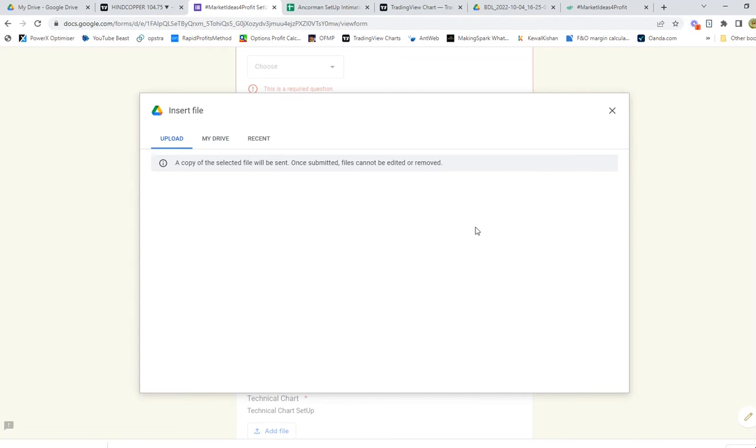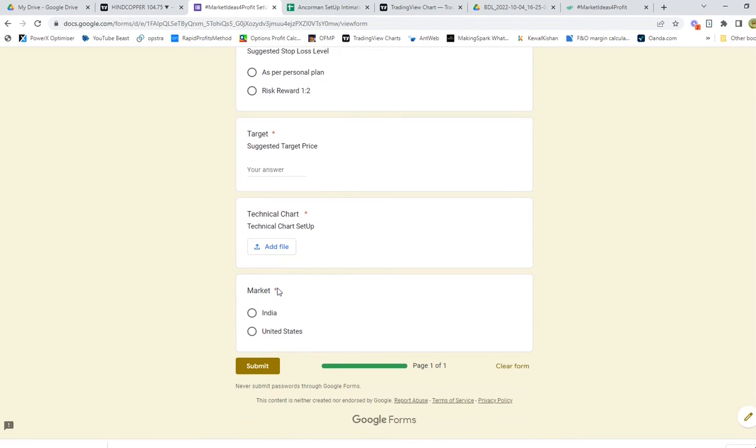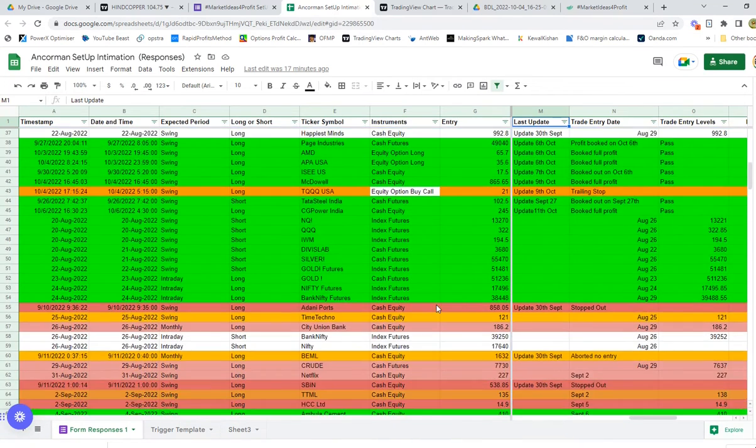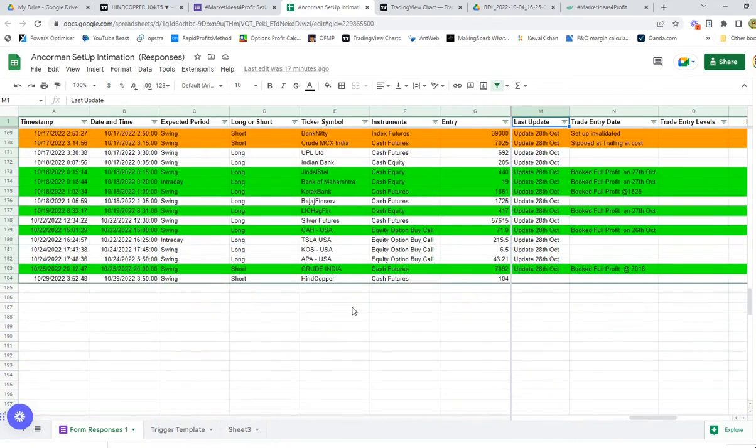So what I will do here is I have this chart already saved on my system, a snapshot, a screenshot is already saved, and then I will say I release trades for the two markets, India and the US. So I will signify that here, and I'll submit it here. Now as I submit it, this trade will get recorded here.